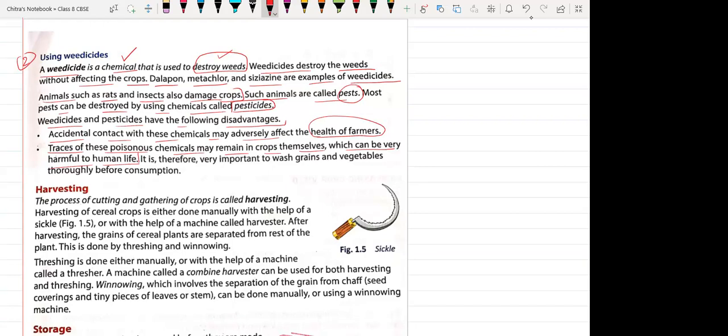Because these are poisonous, and these poisons get deposited in the seed and plant. If we use those, they enter our life and affect our health. It is therefore very important to wash grains and vegetables thoroughly before consumption. Whatever products we purchase from the market, like vegetables and food, we have to wash them thoroughly. We have to detoxify them and then eat.